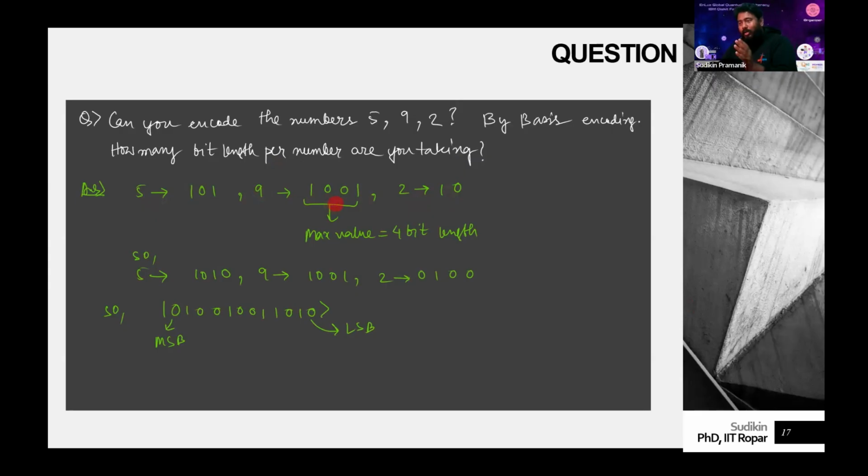But to maintain the order, we need to keep the maximum bit value. So the maximum bit value here is 1, 2, 3, 4, right? So we have to maintain it. That's why you have to give 2 zeros for 101 for 5 and 2 zeros for 2. So that brings us to 4 4 4, that is equivalent of 12. So we need a total of 12 bit length, and for each representation we need 4 bit values.